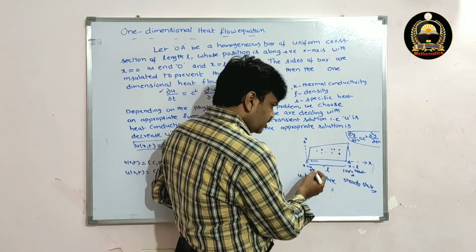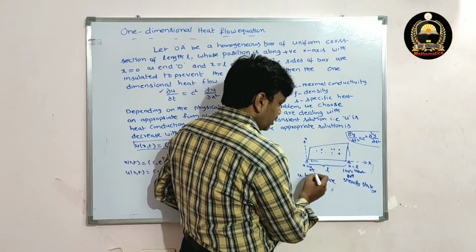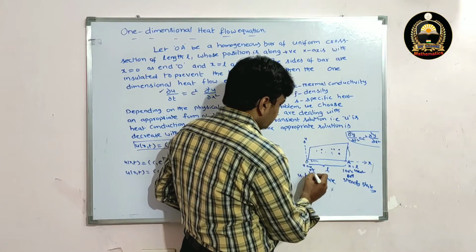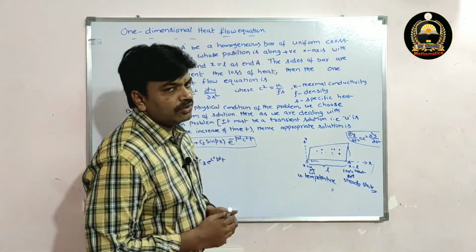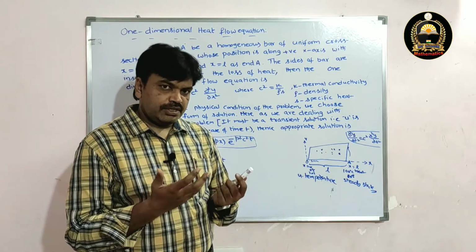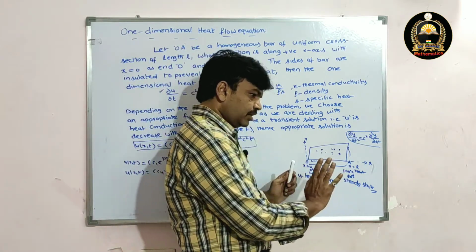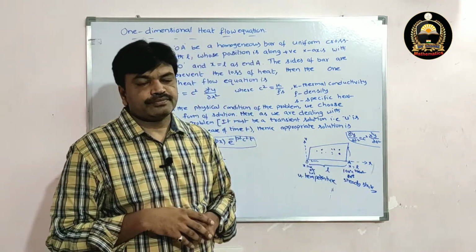Initially it is 0 degree centigrade, it is 100 degree centigrade. I can reduce 80 degree centigrade. Here I can increase 20 degree centigrade. Students, I can change the temperatures or heat at the ends, or I can stop there.